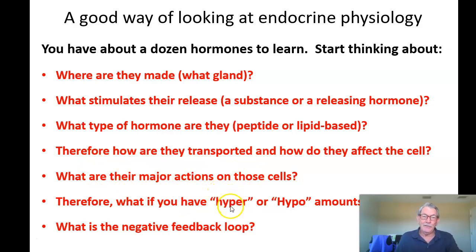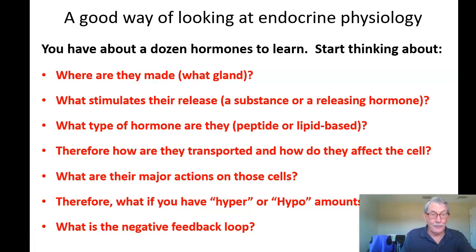So if you have hyper or hypo amounts, if you have hyperthyroidism, since thyroid does metabolism, your metabolism is going to be too high. Hypo is going to be too low. And everything that goes along with that. And then what is the negative feedback loop? When you get plenty of T4, thyroxine, in your blood, it inhibits the making of further T4. TRH, TSH, all of these things that cause more thyroid hormone to be made are inhibited. That's your negative feedback loop.